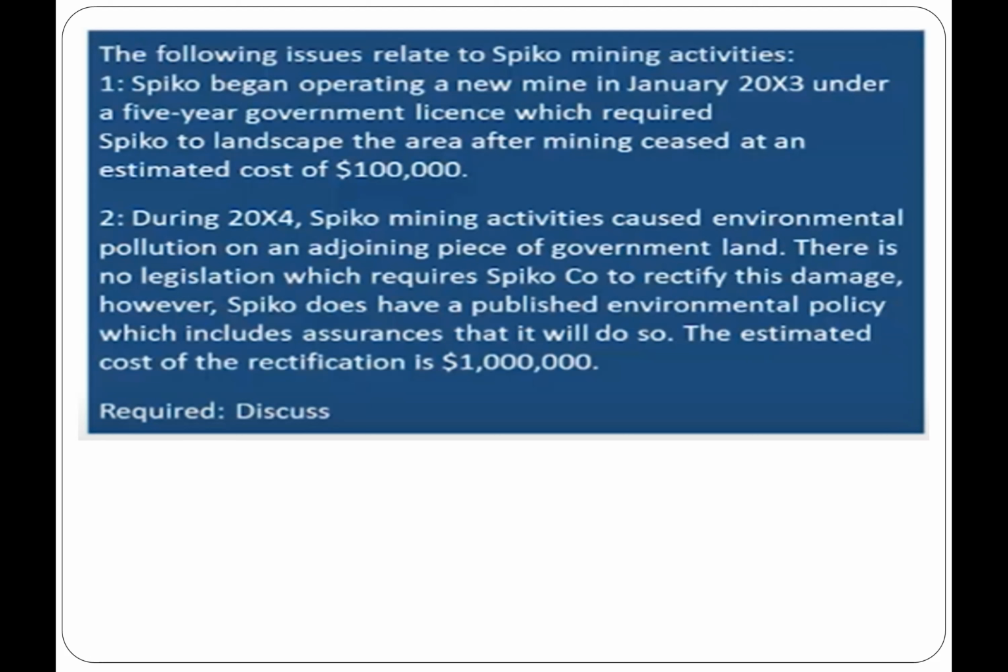Then, are we able to reliably estimate the amount? We've already established, perhaps before we even started, that the landscaping is going to require an estimated cost of 100,000. So the amount is already given, which means a reliable estimate of the cost is there. So we've satisfied all the 3 conditions that are required for us to recognize the provision. So we can go ahead and recognize the provision.